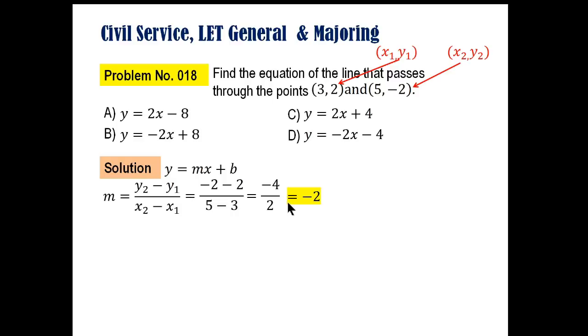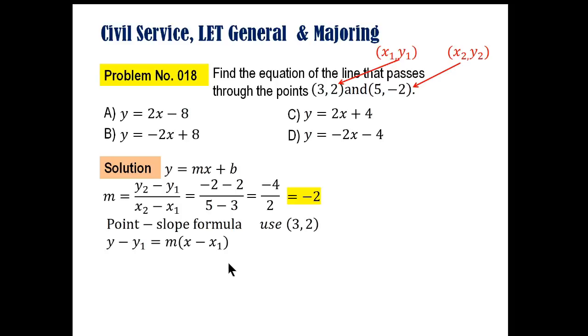So meaning the slope is negative 2. Alright? Next, we're going to use the point slope form. So meaning to say, given a point and a slope, we can generate the equation of the line. Now for the points, it's up to us to choose whether it's (3, 2) or (5, negative 2). It does not matter. The result is still the same. So we will use (3, 2) as our point.